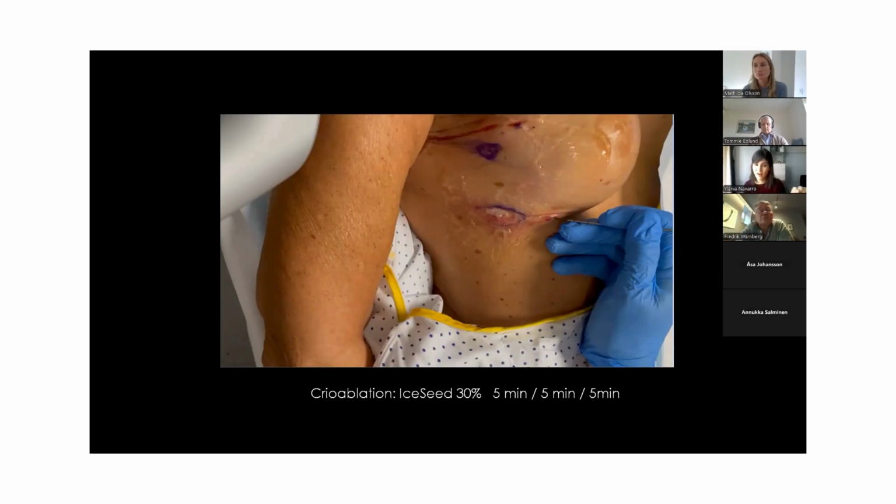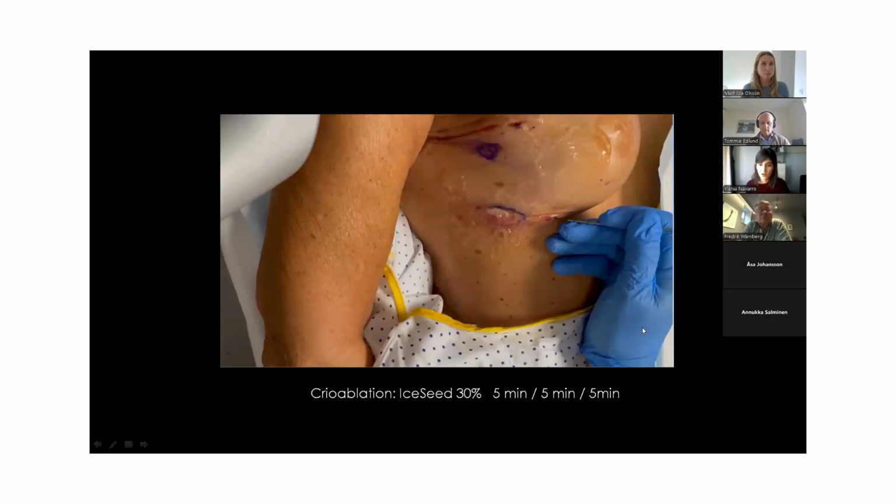Okay, and third, we are treating the skin. So we are going to use the needle that makes the smallest ice ball. That is the IceSeed needle from Boston. And also, since we are treating the skin, we are going to use that tool that I was explaining to you before, with which we can lower the power of the ice. So here we can do 30%, maybe 50% if the patient tolerates it well and we can handle it. And also we are going to shorten the pace. We're not going to do 10, 10, 10. That would be too aggressive for this. With 5 minutes, it's okay.